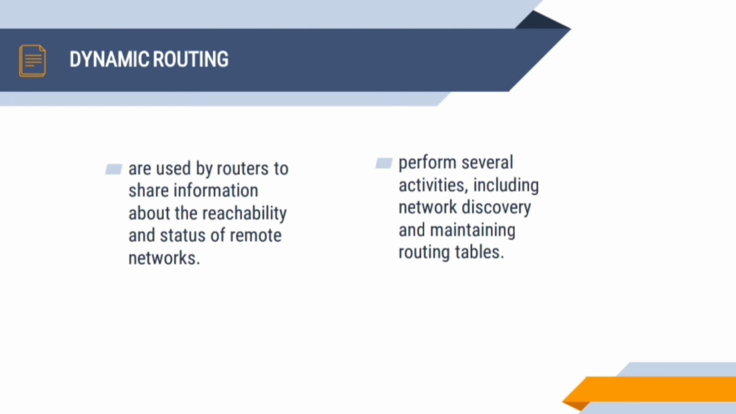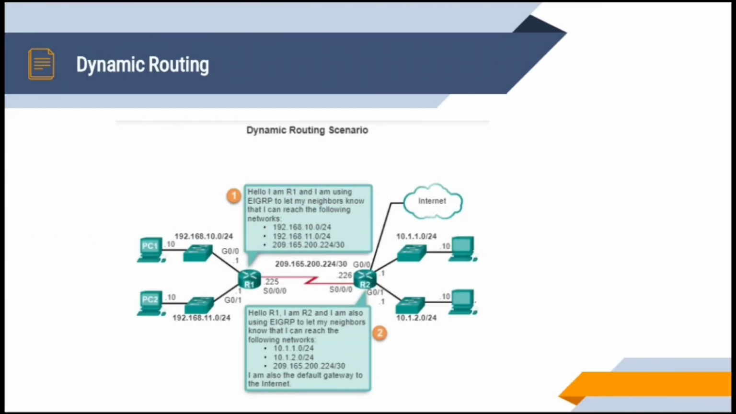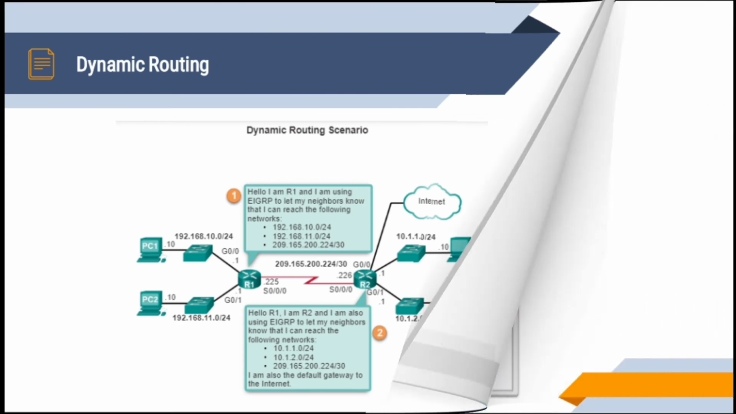Routers then maintain the networks in their routing tables. In this slide, you can see a figure that provides a simple scenario of how two neighboring routers could initially exchange routing information. In this simplified message exchange, R1 introduces itself to networks it can reach. R2 responds and provides R1 with its networks.